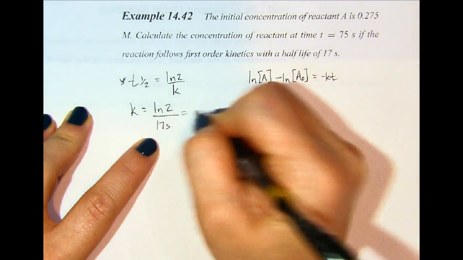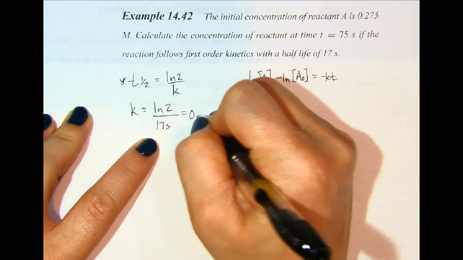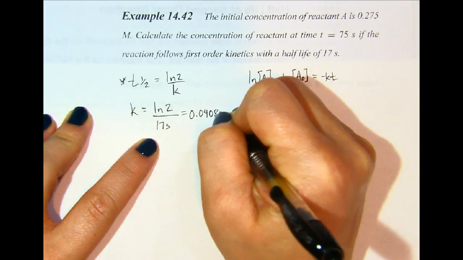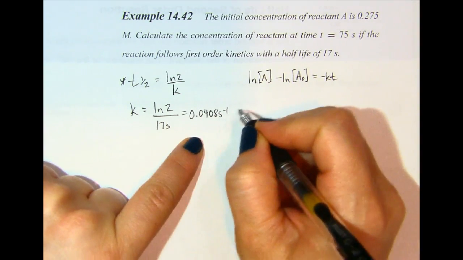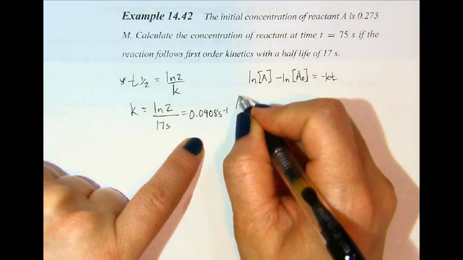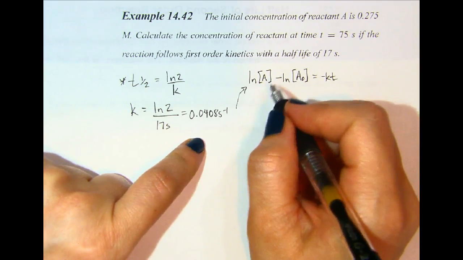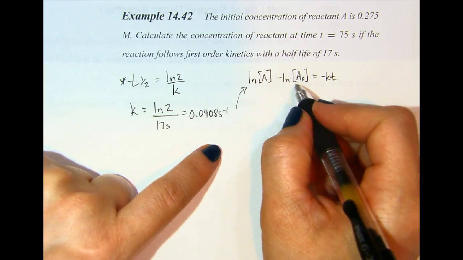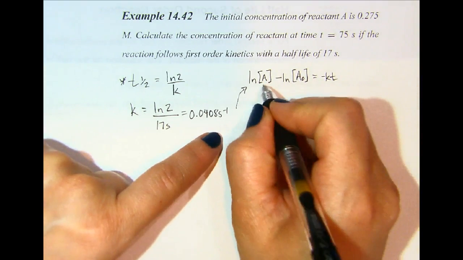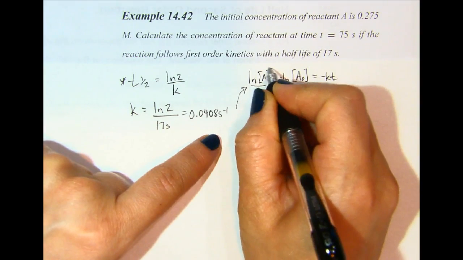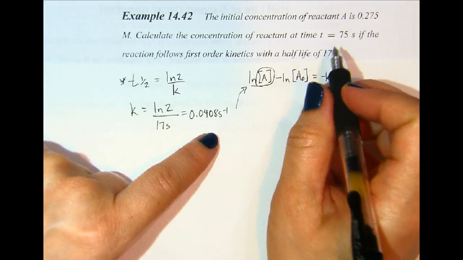And so when I do this math, I get a K equal to 0.0408 seconds to the negative 1. And now I can use this value for K up here in this equation. Now I am told that the initial concentration is 0.275 molar, and I'm trying to solve for A, which is the concentration at time 75 seconds.